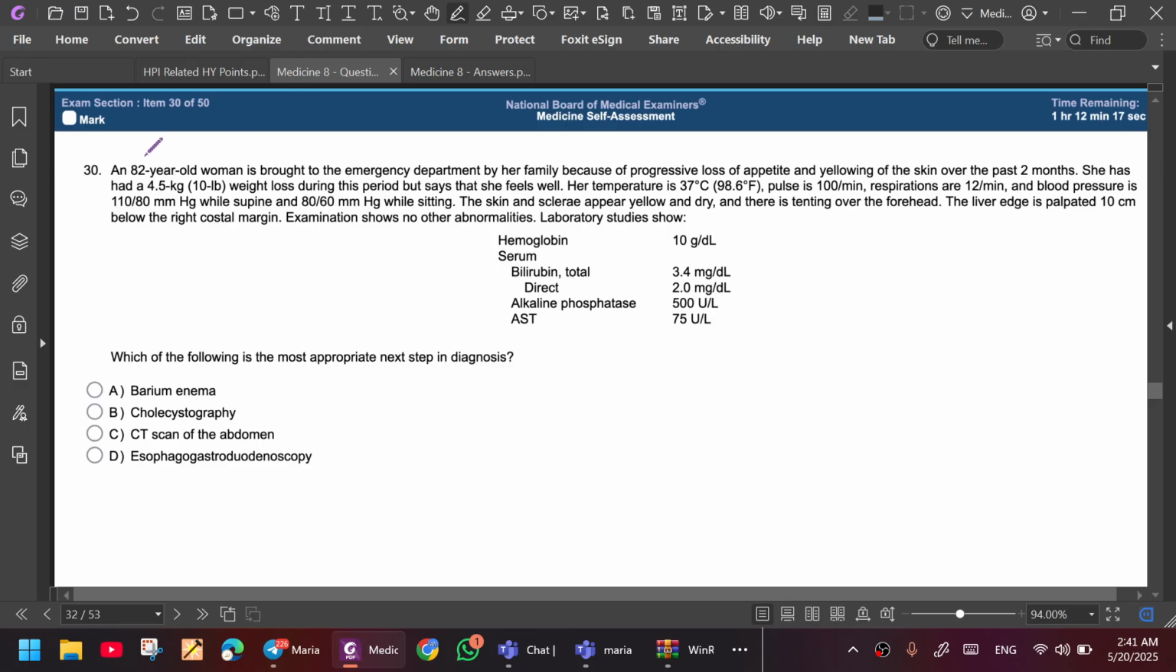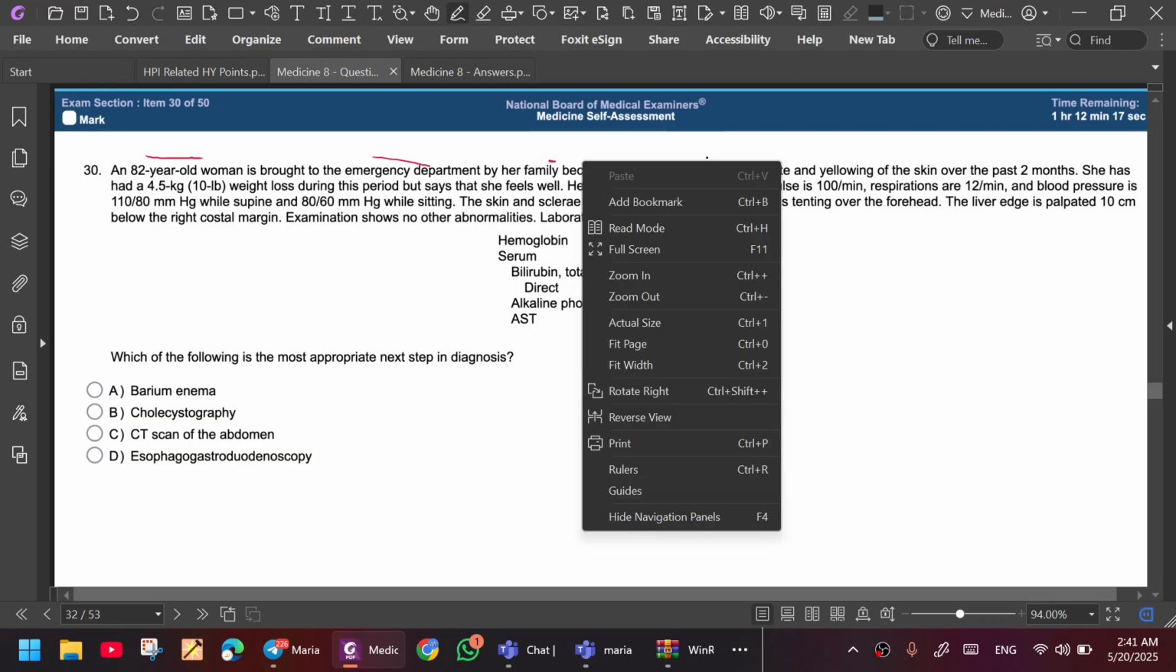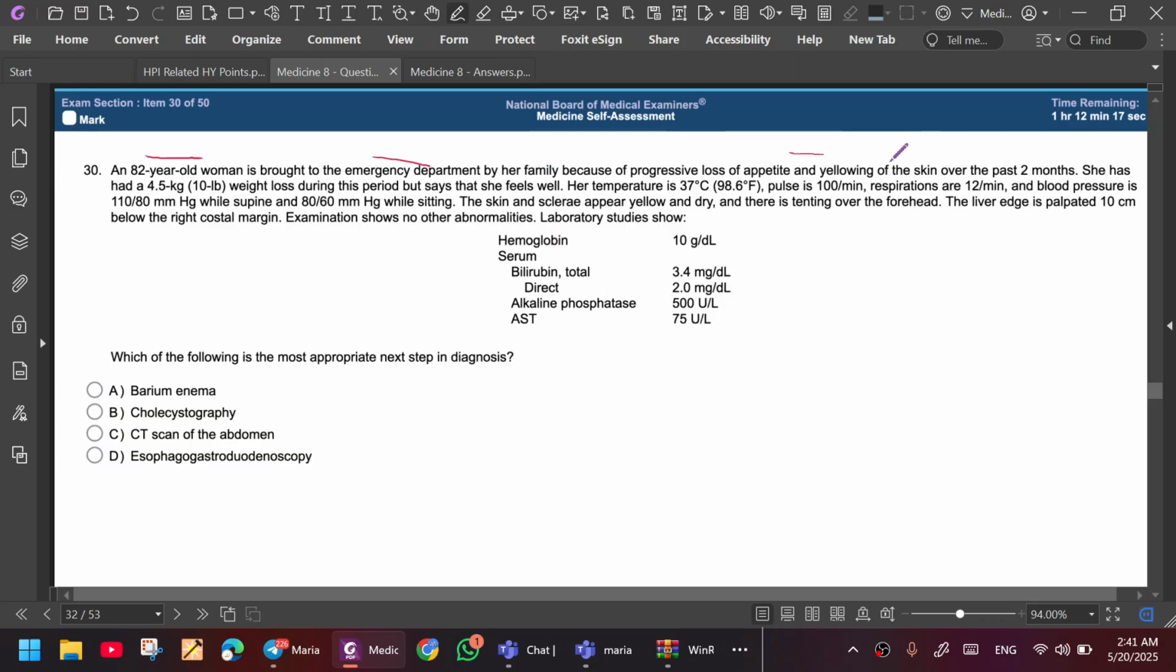An 82-year-old woman is brought to the emergency department by her family because of progressive loss of appetite and yellowing of the skin over the past 2 months. She has a 4.5 kg weight loss during the period, but says she feels well. Temperature is normal, pulse 100, respiration 12, blood pressure is 110/80 supine and while sitting is 80/60.